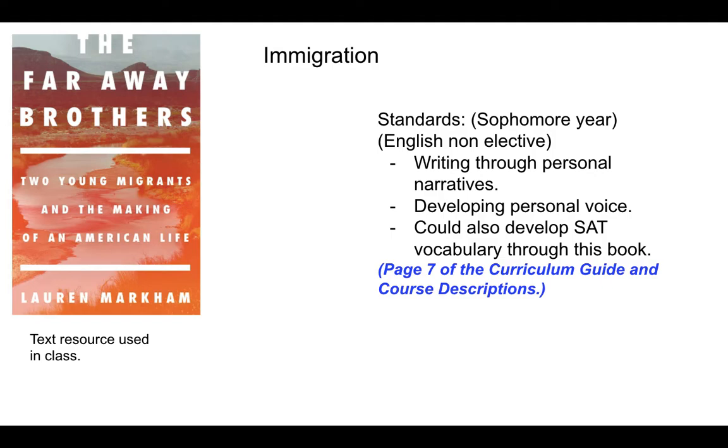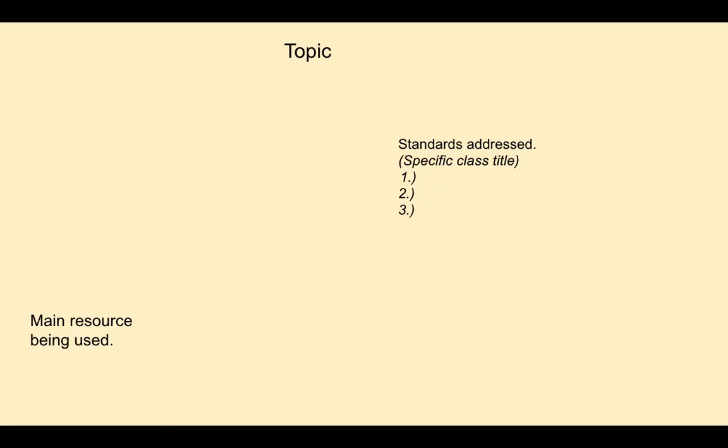Like Will just said, this book is called The Faraway Brothers. It's about 2 young migrants from Central America making their way to the United States. It has a lot of discussion about immigration policy in the United States. We feel that this book would be perfect for a sophomore year English class, not elective, because you could do work with writing through personal narratives. You could touch on developing personal voice through this book, and it also has a lot of SAT vocabulary words. We felt this was important because we read through the curriculum guide, and these were highlighted in the English classes on page 7 through the course descriptions.